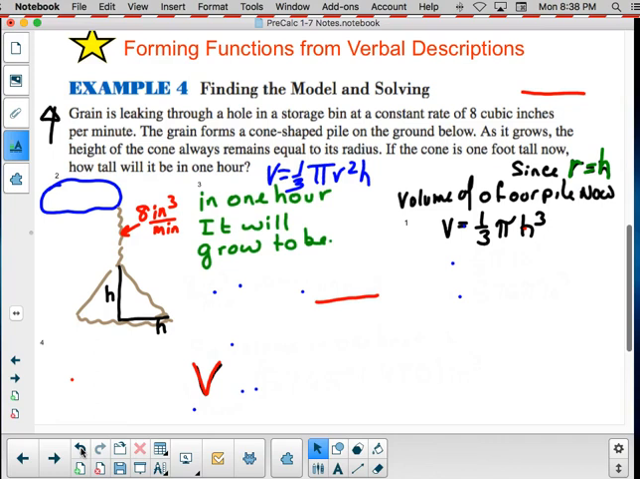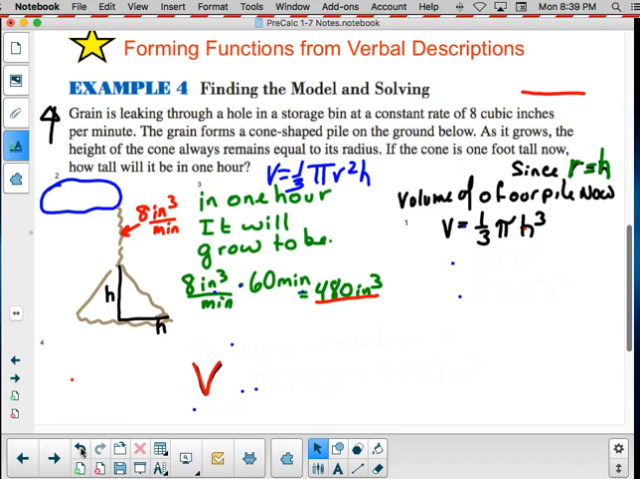So in 1 hour, how big will it grow? Now, one of the concerns here is we need to be able to add in some volume. So we're going to find out how much volume will grow in an hour. Growing volume in an hour, I've got 8 inches cubed per minute, and I have 60 minutes in an hour. So in an hour, it's going to grow to 480 inches cubed. So it's going to increase the volume by 480 inches cubed.